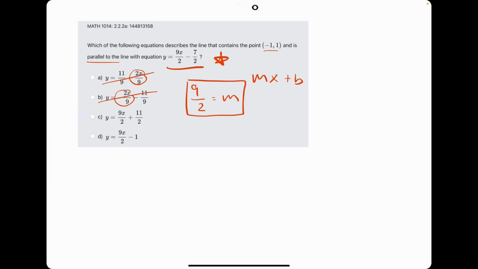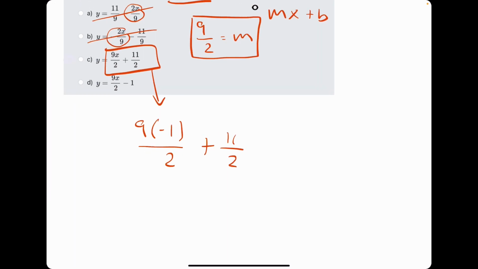Now, let's take the approach of plugging and chugging. What we can do, since we know that our line should contain the point -1, 1, if we plug in -1 for the x value into, say, this equation here, and calculate this, we should get an output of 1, the y value that matches -1, right? That corresponds to an x value of -1. So let's test out equation C here, and we're plugging in -1 as the x value to test if this ordered pair is on this line.